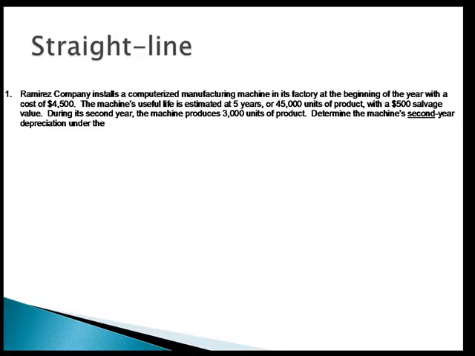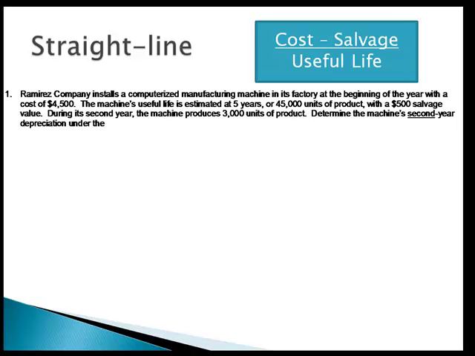So you can see that there's a lot of information given to you, and you need to pick out the pieces that you need to compute straight line depreciation. So remember that straight line depreciation is cost minus salvage over useful life. So what is the cost here? We're looking at $4,500, a useful life of 5 years, and salvage value of $500. Now we can plug this into our formula and get $4,500 minus $500 over 5 years, depreciation expense of $800 per year.